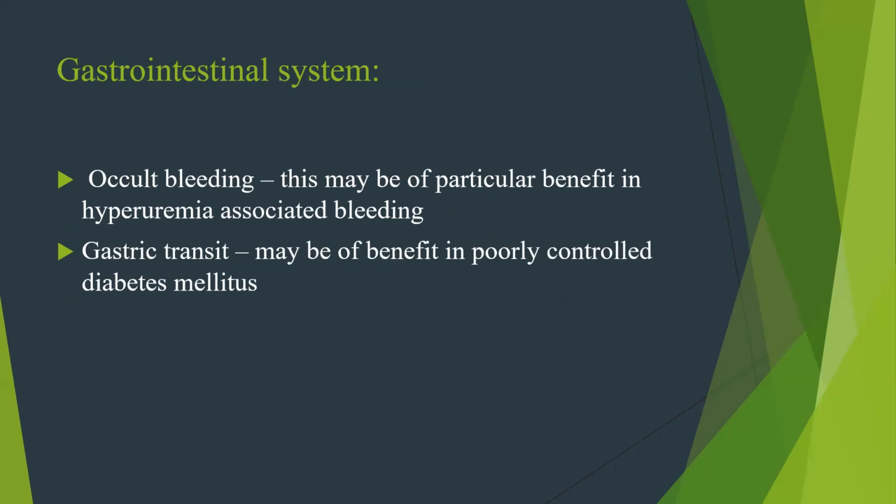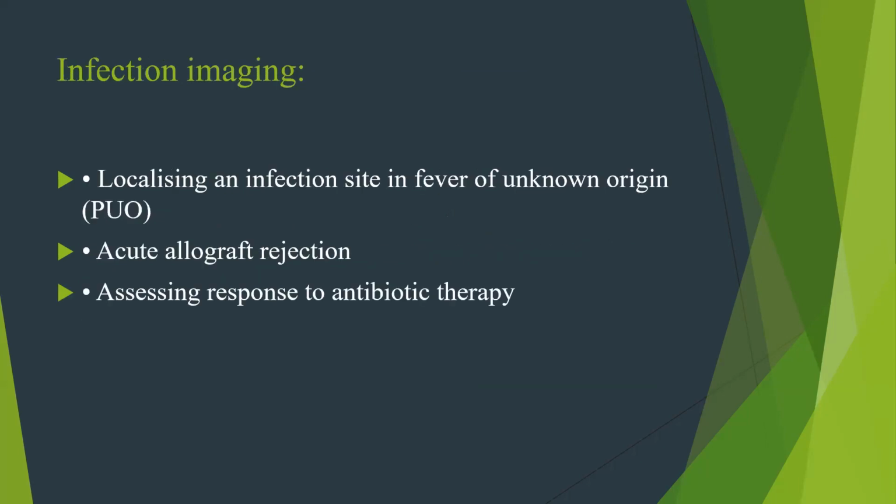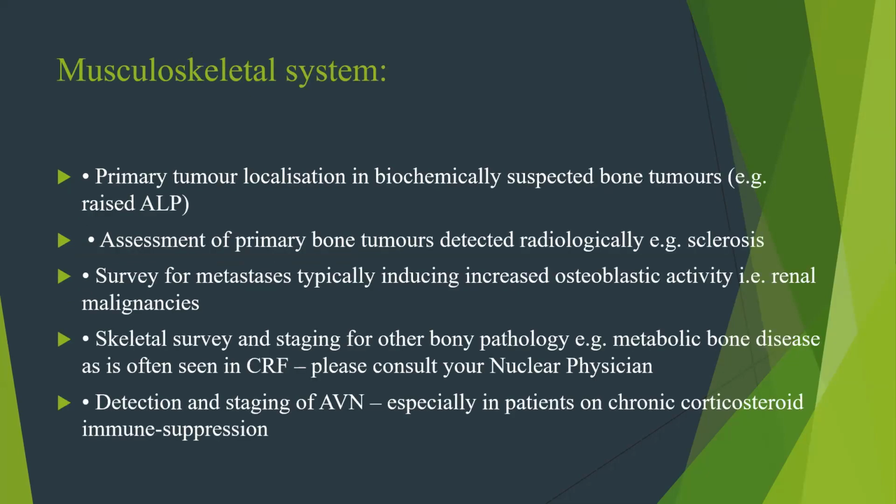In the GI system, we can do occult bleeding studies, which are particularly beneficial in hyperuremia associated bleeding. And we also do gastric transit studies, which may be beneficial in case the patient has CRF and poorly controlled diabetes mellitus. We also do infection imaging, in which we can localize the site of infection in patients of PUO or acute allograft rejections, or assess the response to antibiotic therapy.